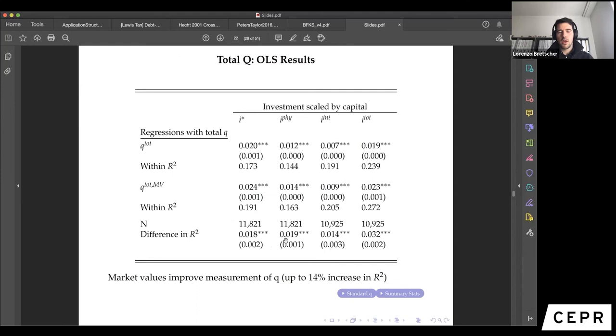What we find here, and that's standard OLS results, is that this is total Q, and this is total Q in market values. Once you use the market values, coefficients are larger for every investment rate you can think of. And also the differences in R square, and note this is within R square, are positive and statistically significant. So we can increase R square up to 14% by using market values rather than book values of debt.